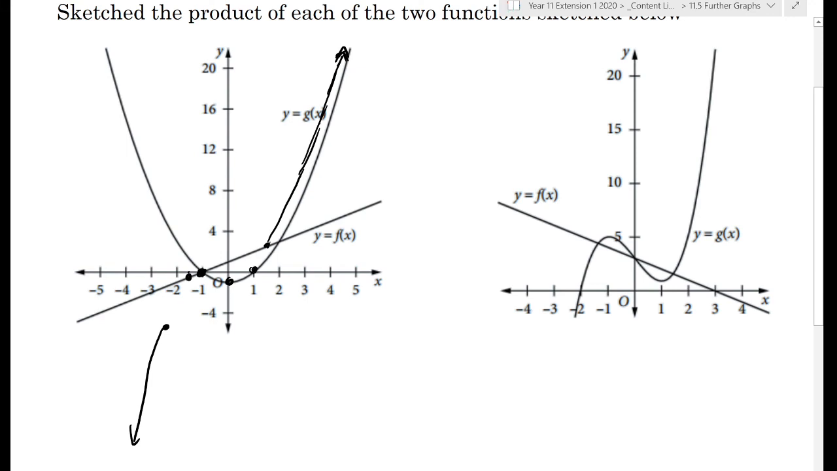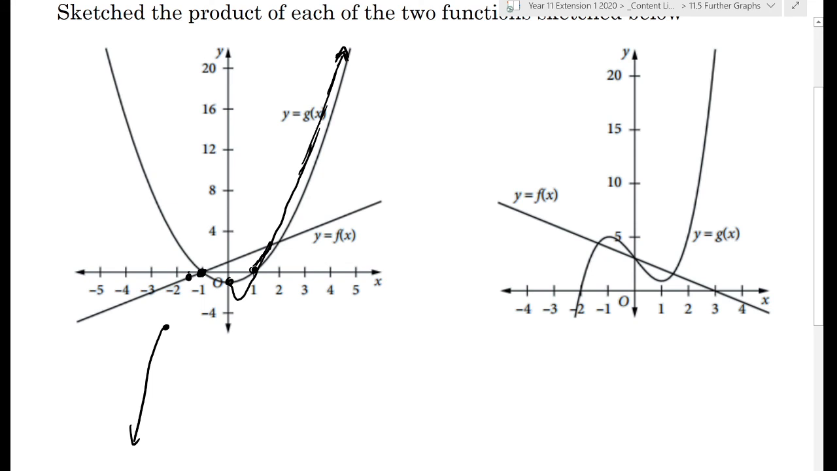Okay. So from this point here to this point here, I've got 2 positives. So my product of these ones is also going to be positive. Okay, but it's going to go like this because it's a number multiplied by another number. So it's going to go something like that. Now this one between 1 and 0, we've got a positive times a negative. So it's going to go something like that before it comes back up.